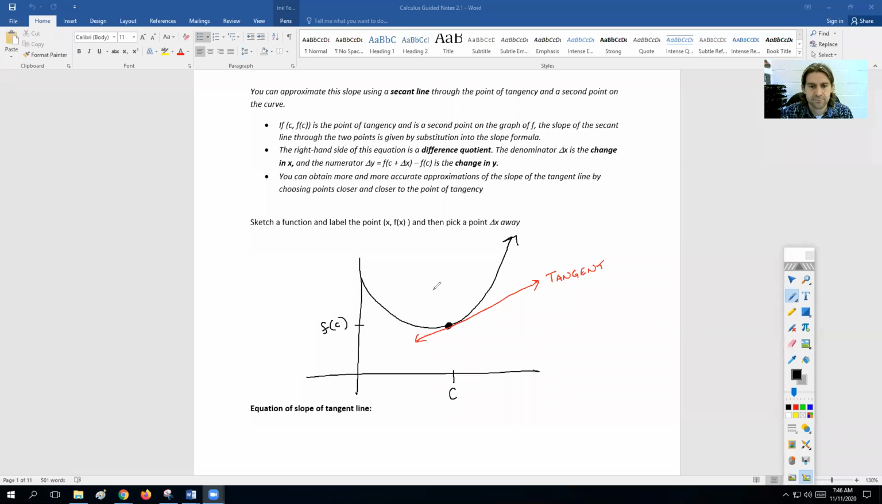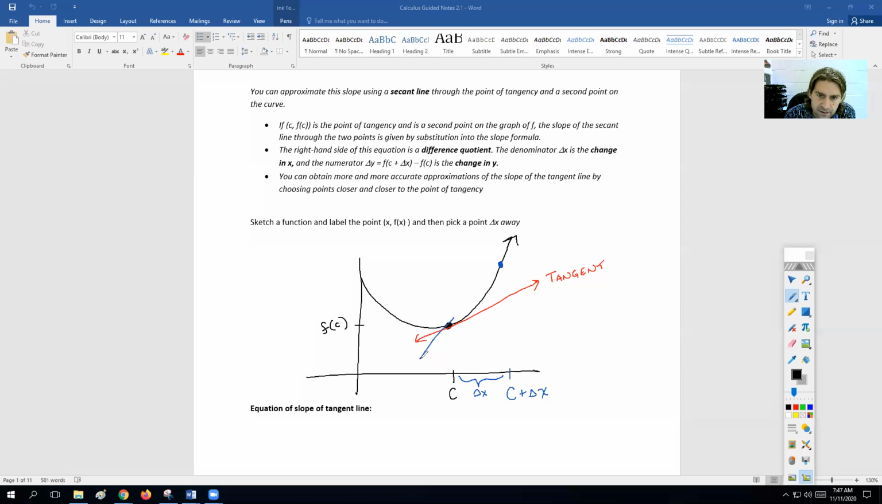Okay, so we want to find this red tangent line here. That's the goal. Well, we don't know how to find the slope at a single point, but we could find the slope using another point on the graph. So I'm going to pick this other point here, and we're going to say that this point is some change of x away. So this is a delta x away, which means our new point here would be c plus delta x.